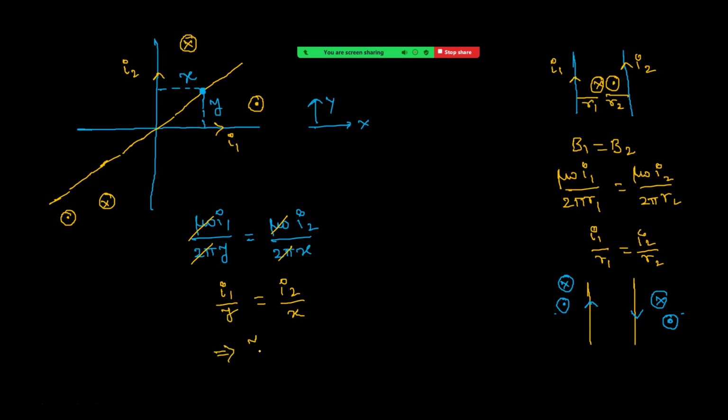Or I can say y equals I1 by I2 into x. Cross check once: y equals I1 by I2 into x. This is the locus of all points for which the strength of the field is zero. That means it is a straight line. If you take I1 equal to I2, then y equals x, which means this angle becomes 45 degrees. They may ask a question by giving the values of I1 and I2, asking what is the angle, or what is the slope of that line.